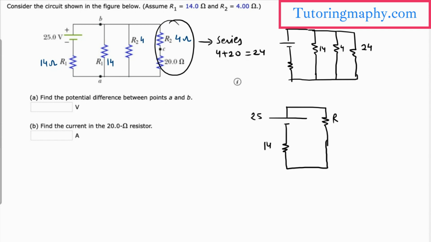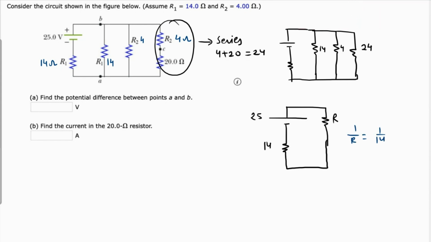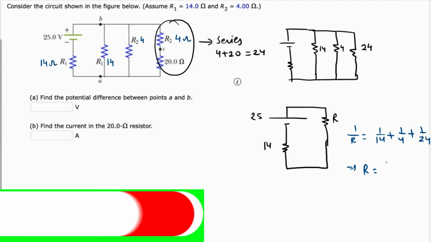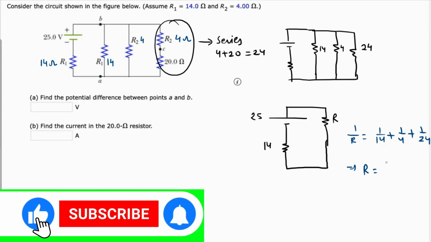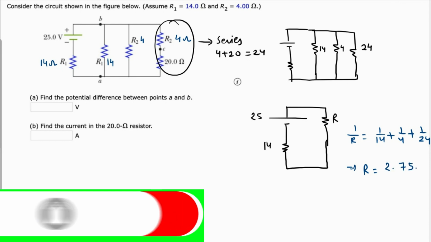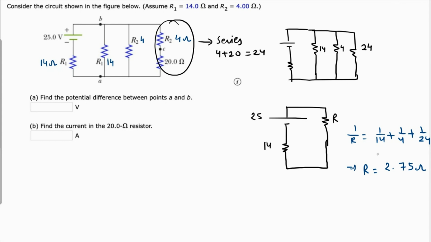So this value of R we can find mathematically by the formula that 1 over R is 1 over 14 plus 1 over 4 plus 1 over 24. So let me use my calculator. 1 divided by 14 plus 1 divided by 4 plus 1 divided by 24. And remember to take the reciprocal of that value as well. So resistance is coming around 2.75 ohms up to 2 decimal places.